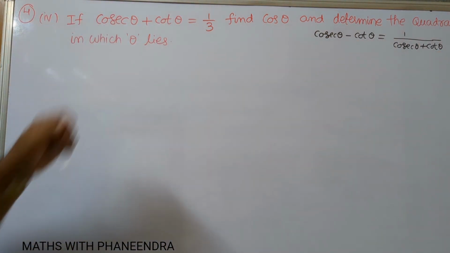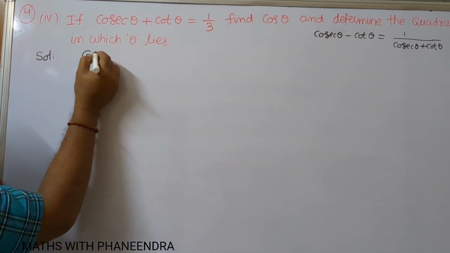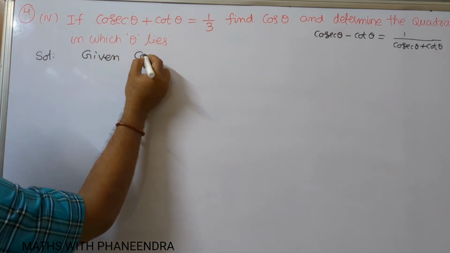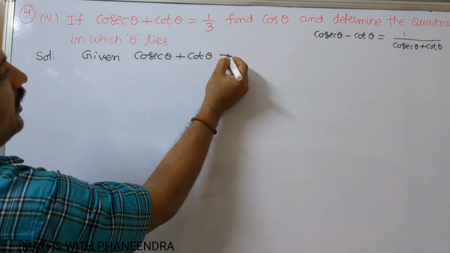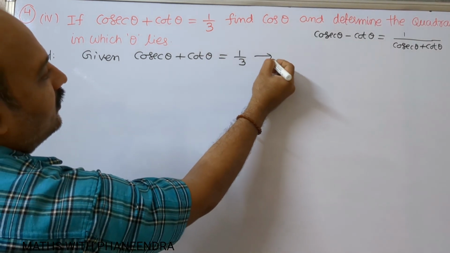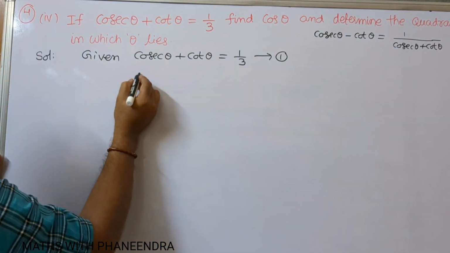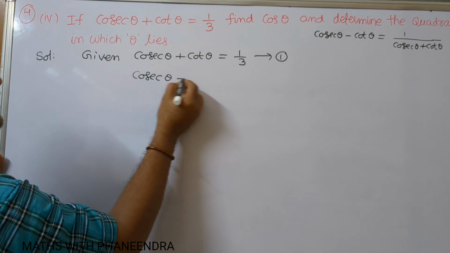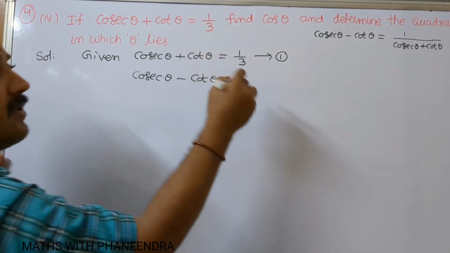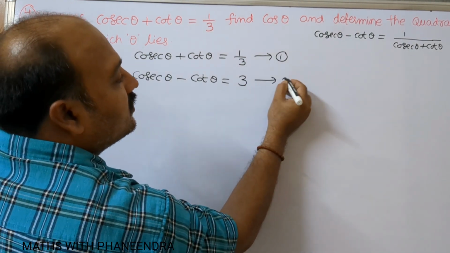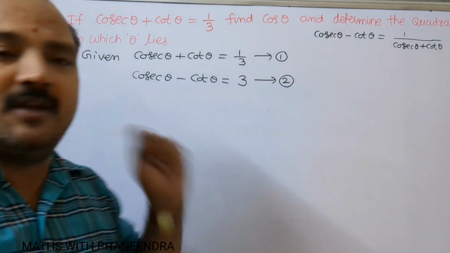So according to the question, cosecant theta plus cot theta equals 1 by 3. By using this formula, cosecant theta minus cot theta equals 1 by this value, 1 by 3. 1 by 1 by 3 means what comes? 3. 1 by 1 by 3 is 3.